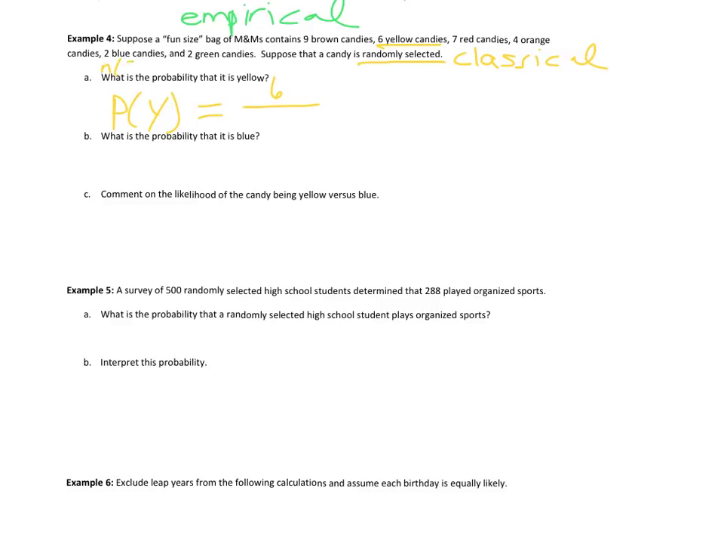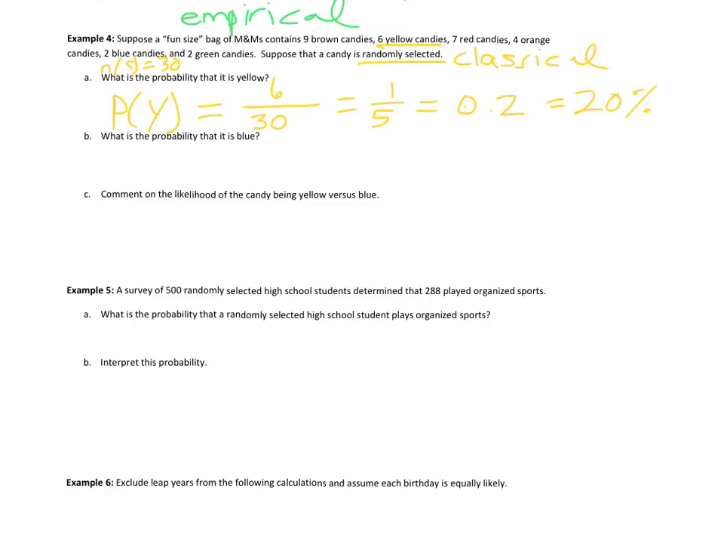The amount in the sample space. So 9 plus 6 plus 7 plus 4 plus 2 is 30. So we have 30 in our sample space. So the probability that it's yellow is 6 over 30. You can say that's 1/5. You can call that 0.2. You can call that 20%.